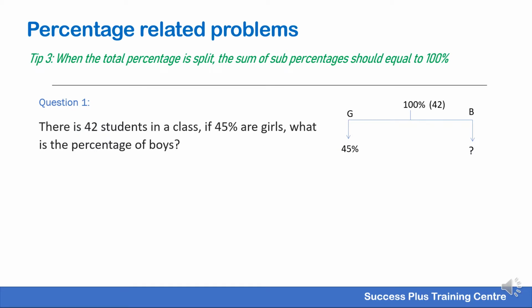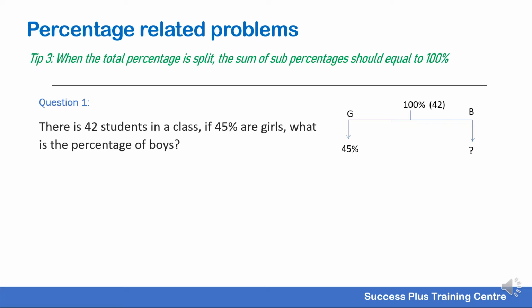When the total percentage is split, the sum of sub-percentages should always equal 100%. Let's have a look at the question we've got here. There were 42 students in a class. If 45% were girls, what is the percentage of boys?